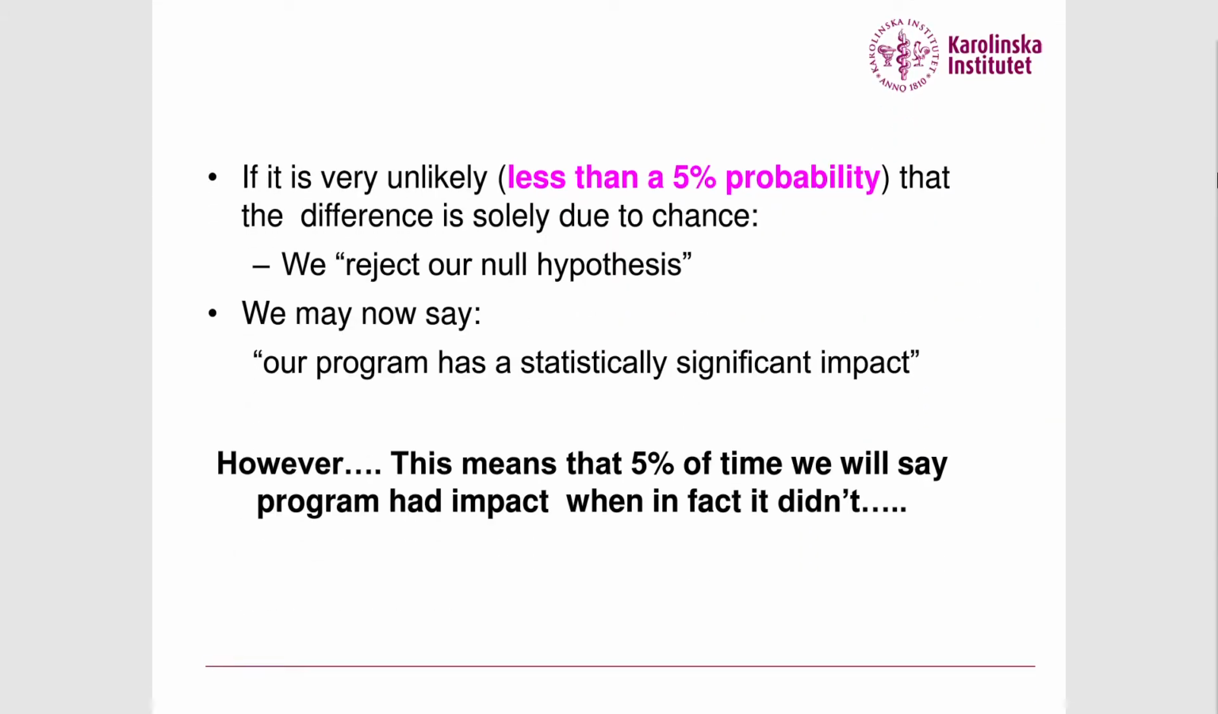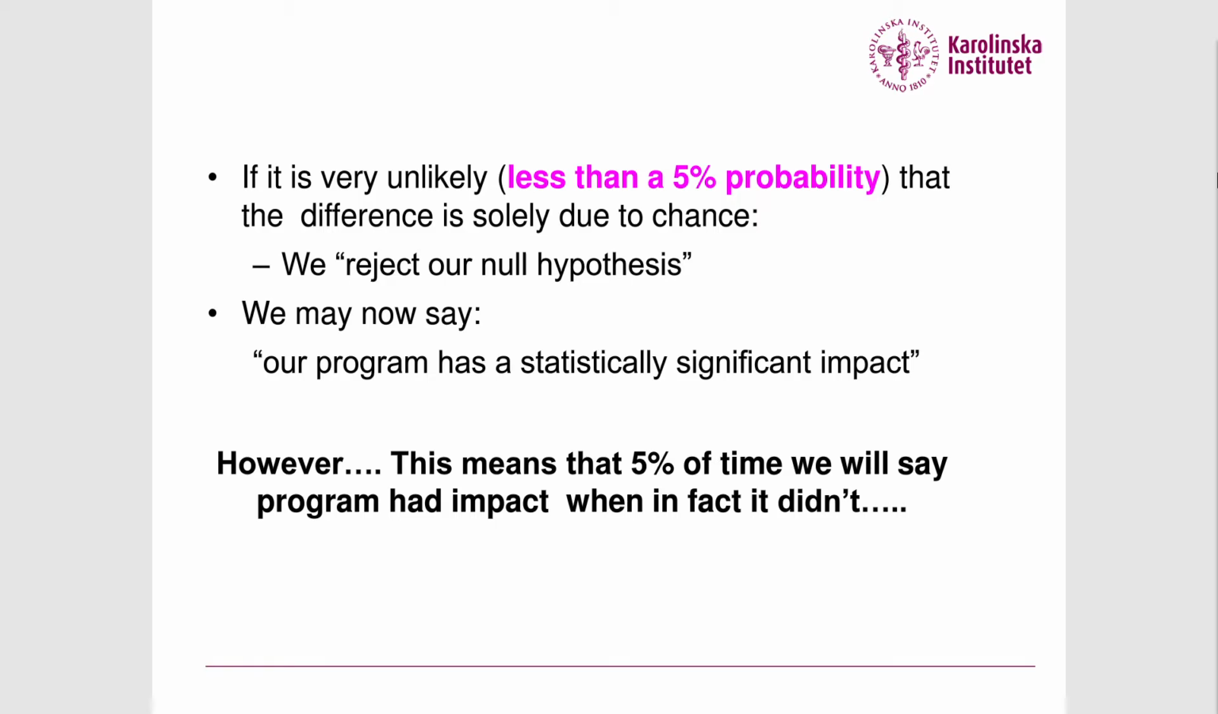What this means is that a very unlikely situation is that less than 5% probability of a difference that is solely due to chance. In this case, we would reject our null hypothesis. This is essentially a p-value of less than 0.05, means that less than 5% of the time we would expect this value to be found by chance. In this case, we would say that our program has a statistically significant impact.